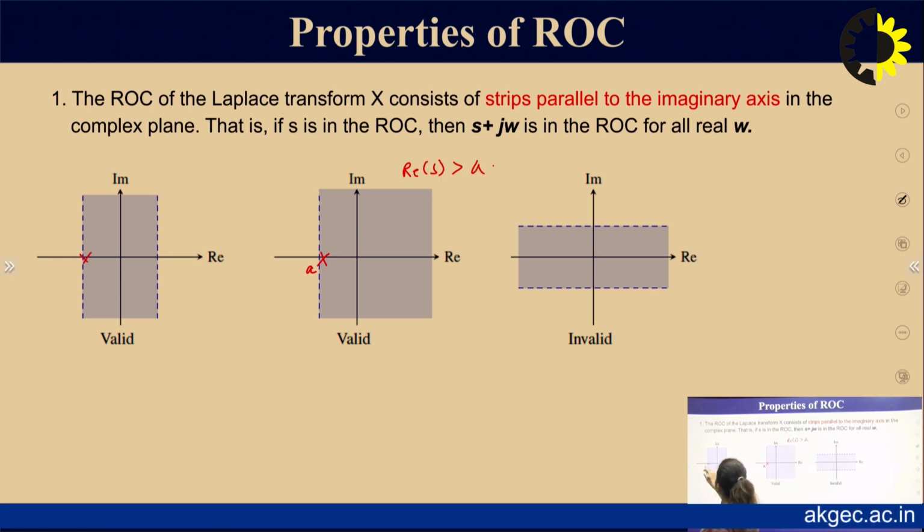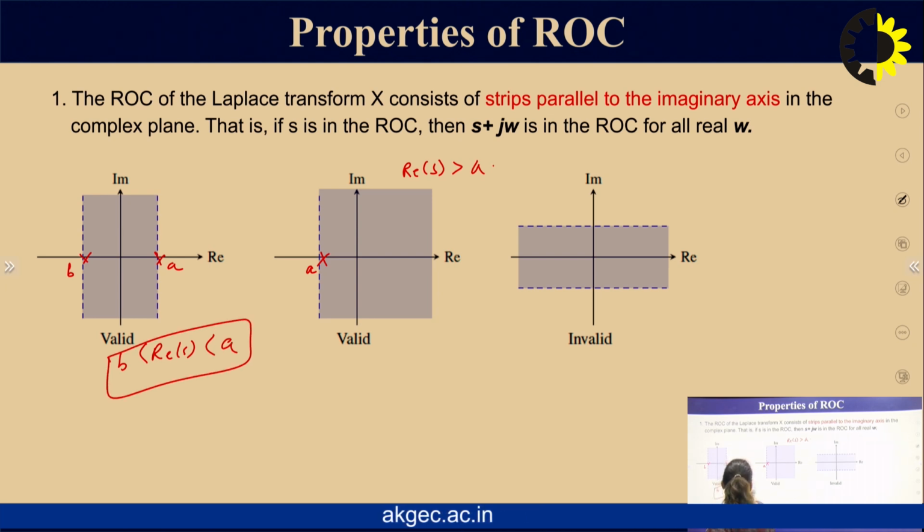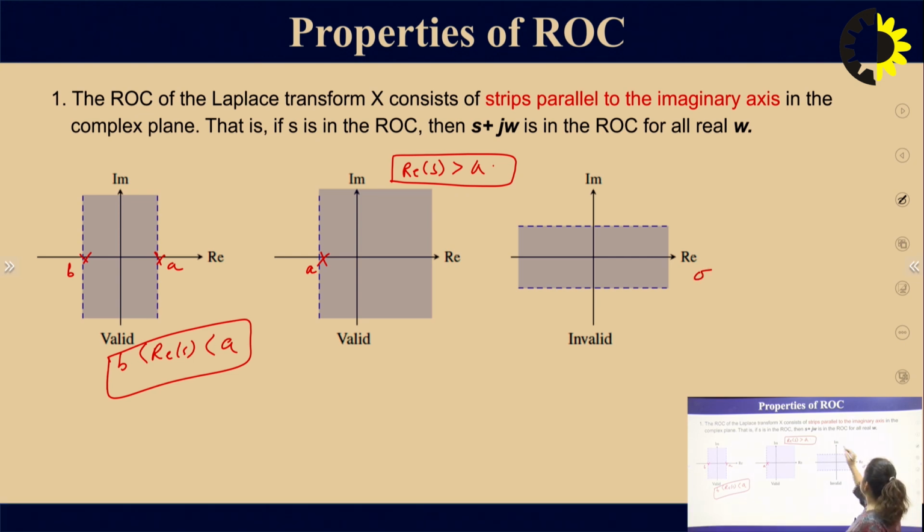Suppose this is b and this is a. So this is real of s greater than b and less than a. So this is a valid kind of ROC. Similarly, this is a valid kind of ROC, but we cannot have this kind of diagram for the ROC, where the strips are parallel to the real axis or sigma axis. So this is sigma, this is j omega, and so on for each figure. From the diagrams we want to tell you how the ROC is defined: there will be strips which are parallel only to the j omega axis, not to the sigma axis.